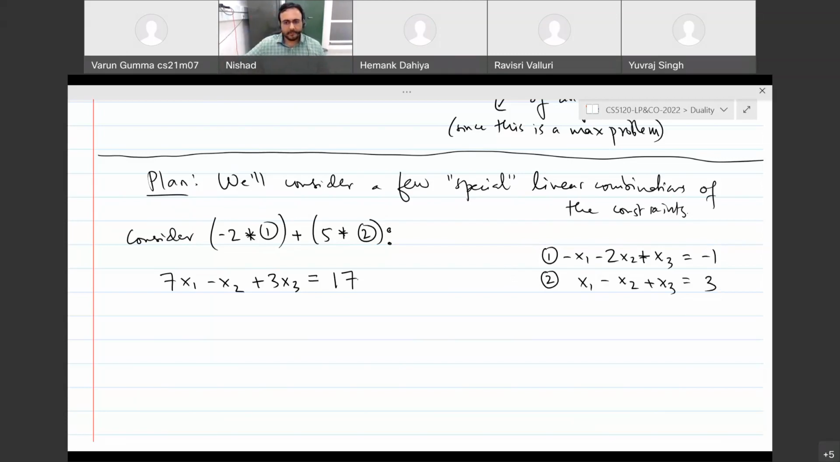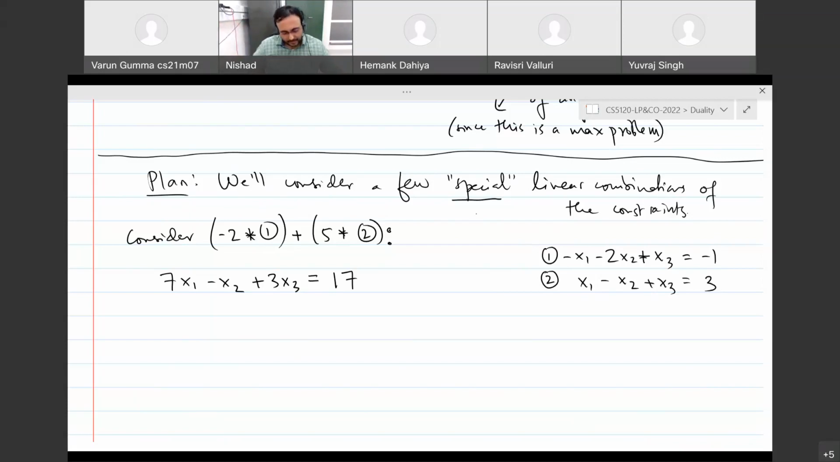Sir, how do you get -2 and 5 then? Yeah, we'll come to that later. So right now, these are just special linear combinations, and we will see why. We will see whether these particular numbers I've chosen work, and if they do work, why do they work? Okay. So right now it's magical, but hopefully we will reveal the magic soon. Does that answer your question? Yes, sir, I get that.